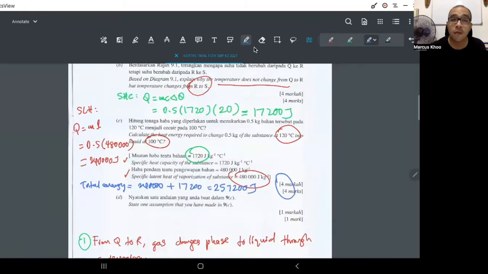Now the reason why this is a 4-mark question, and sometimes we have to be smart about this. If it is a 4-mark question, surely you won't just count one thing. Somehow they already give you a clue. They have given the specific heat capacity and the specific latent heat. Surely you must use both.